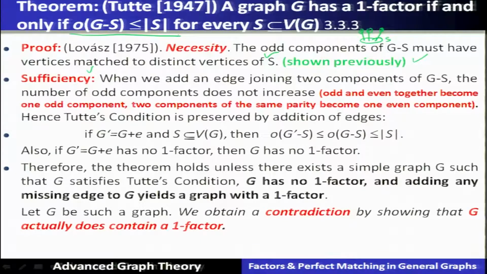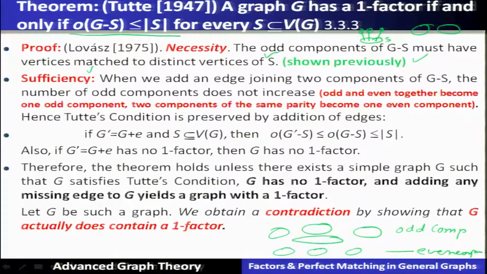Now, we will prove it by contradiction. Let us see at what point we have to start our contradiction to prove the sufficiency of this theorem. When we add an edge joining any two components, for example, these are the odd components, and these are the even components, and this is S.